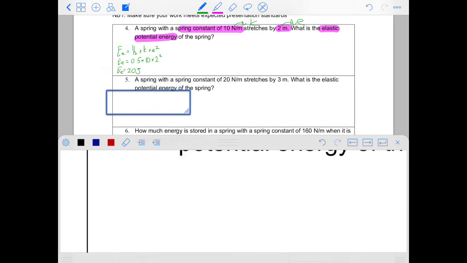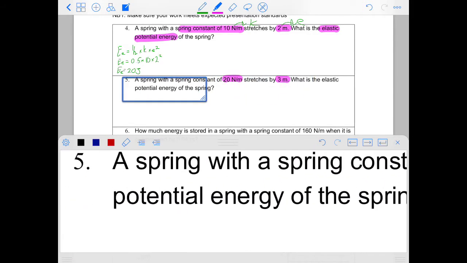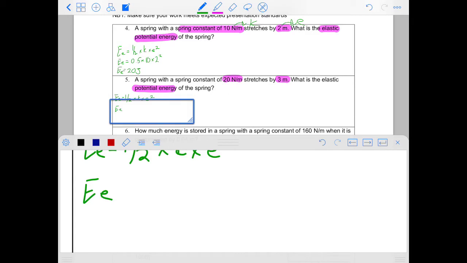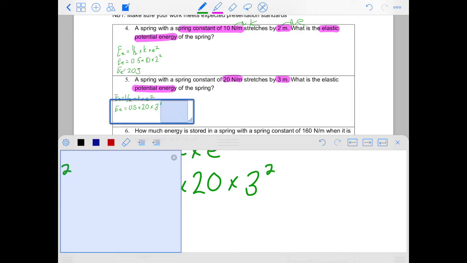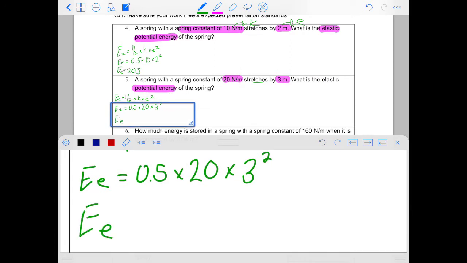Answers for question 5. We have, again, spring constant 20 newtons per meter, 3 meters. What is the elastic potential energy of the spring? So we know our elastic potential energy is equal to 1/2 times spring constant times our extension squared. Our elastic potential energy is our unknown. 1/2 is 0.5. Our spring constant is 20 and it is newtons per meter, so we're okay. Our extension is 3 meters squared. So it stretches, it's the amount it stretches, we know that's our extension. We plug those numbers into our calculator, so 3 squared times 20 times 0.5. We end up with a value of 90 joules. Again, if you forget the joules, you didn't get the correct answer.